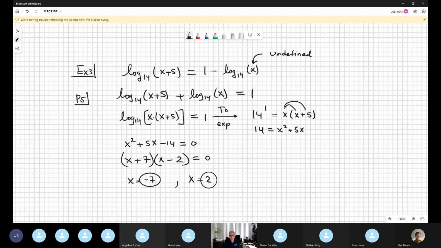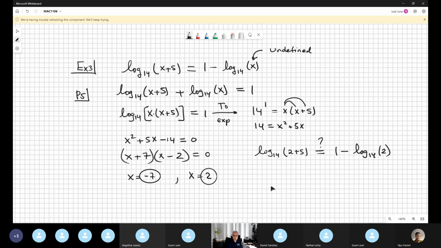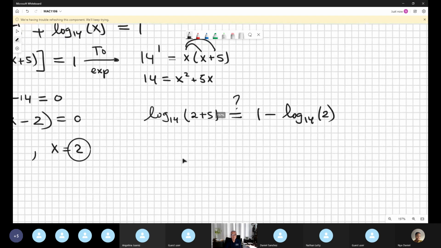So I plug into the original: logarithm base 14 of 2 plus 5 should be equal to 1 minus logarithm base 14 of 2. Well, 2 plus 5 is 7. That idea is clear. Logarithm base 14 of 7. I propose you move this logarithm to the other side: plus logarithm base 14 of 2 should be 1.